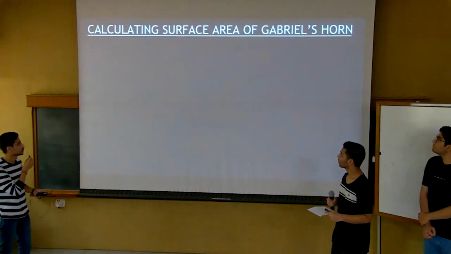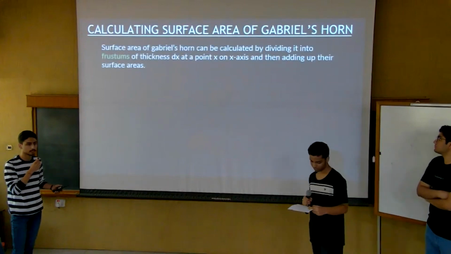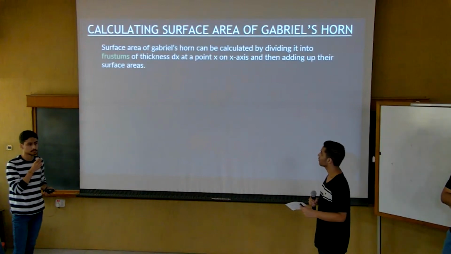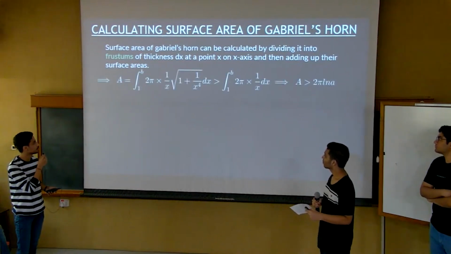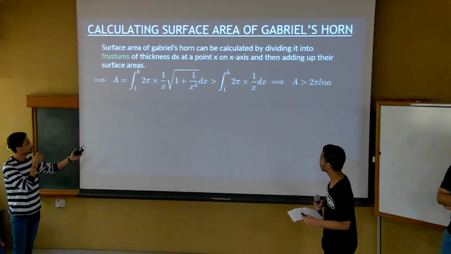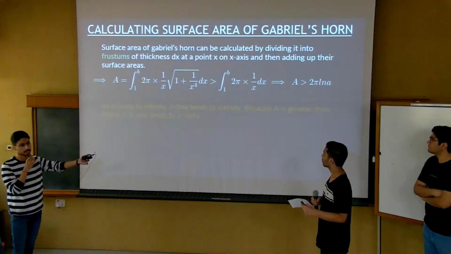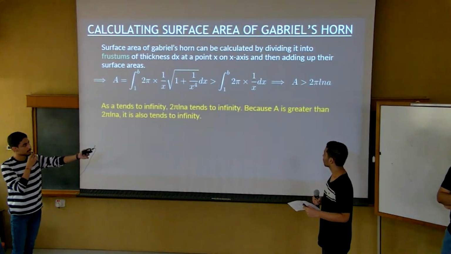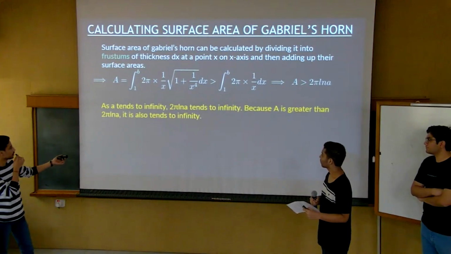and this proves that volume is finite. And in case of calculating the area, we have to partition the horn into infinite frustums of thickness dx, and the radius will be the same, 1 by x. On putting the same radius and thickness values into the area expression, we will get the required area will be greater than 2 pi ln a. As a tends to infinity, 2 pi ln a also tends to infinity, and this proves that the area of this horn is infinite.